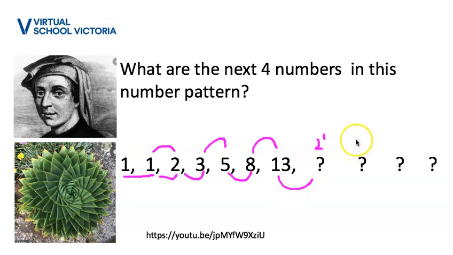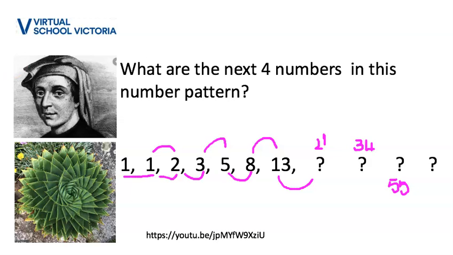21 and 13 will give us 34. 34 and 21 will give us 55. And you can see we're getting quite large here, and that will give us 89. And here is an example of a Fibonacci pattern. There's some good stuff on the internet for you to find out.